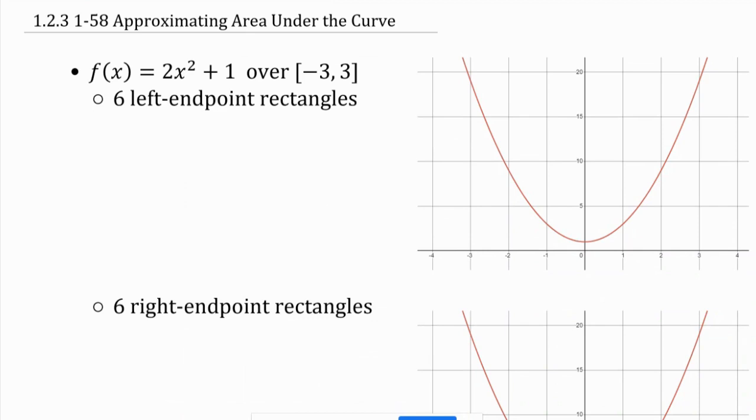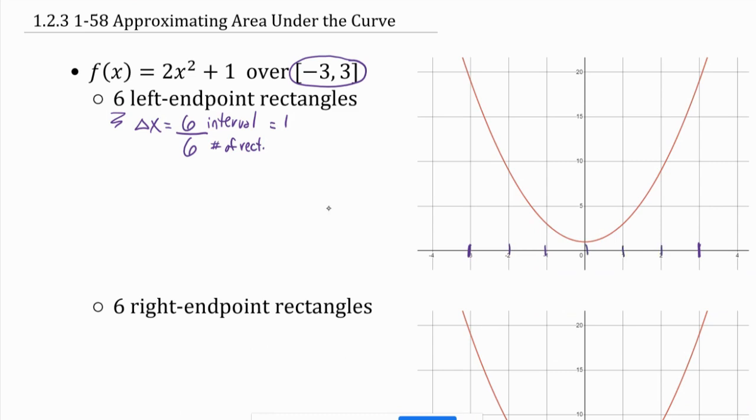So you have the equation, and then we are going from -3 to 3, so that's our interval. Now we're using 6 left endpoint rectangles. So the way that we find the width of each rectangle, which I'm going to call delta x, is going to be the total width of the interval. So from -3 to 3, that's a width of 6. And then we're dividing that by 6 because that's the number of rectangles. And so delta x is equal to 1, which means I am going to have a rectangle every 1 unit.